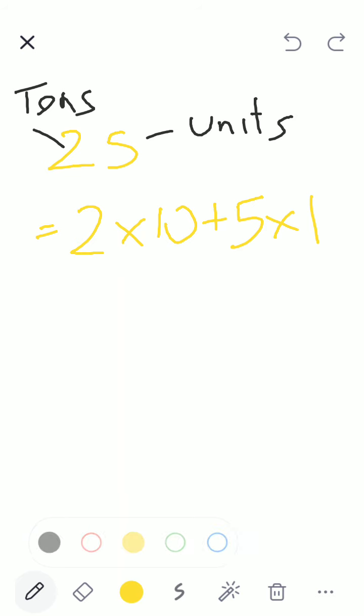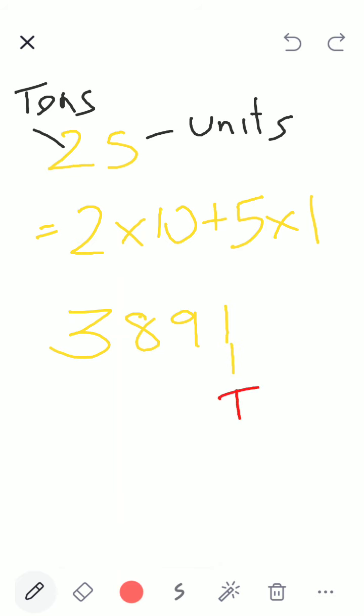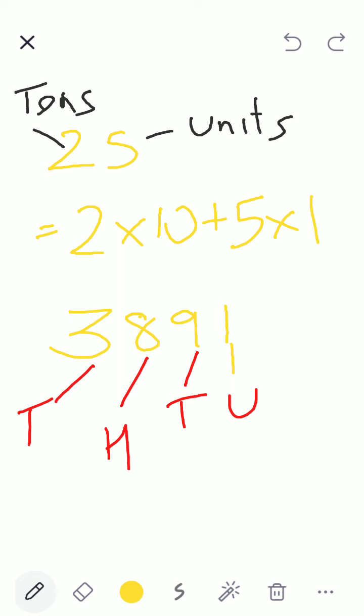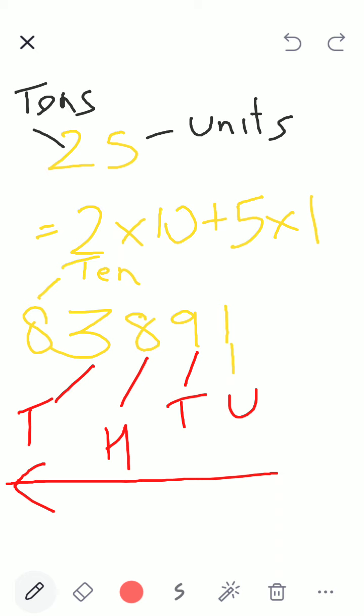Yeah. If I increase the number, 3892, then this becomes units place. This becomes tens place. This becomes hundreds place. And this becomes thousands place. Similarly, if I keep on increasing, suppose I put another number 8, then this becomes 10,000 place. Correct? Basically, what is happening? The number is increasing. I am multiplying with every place value.